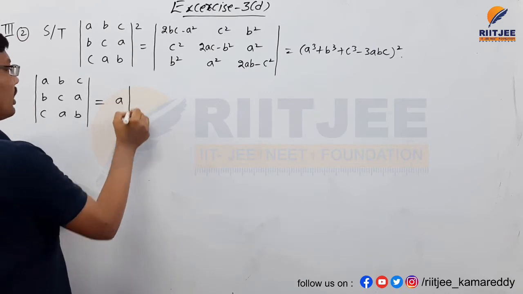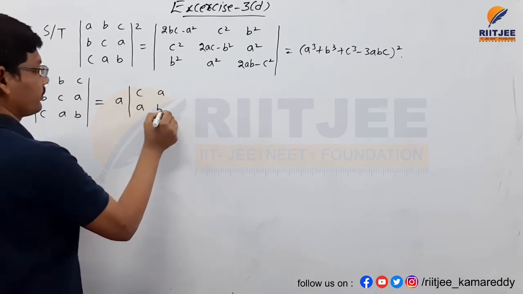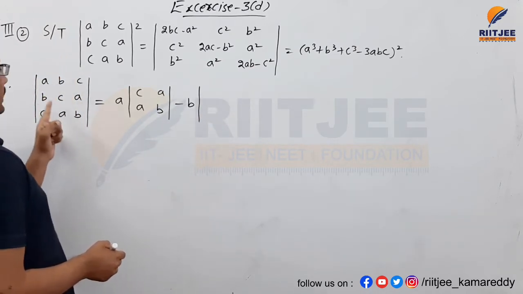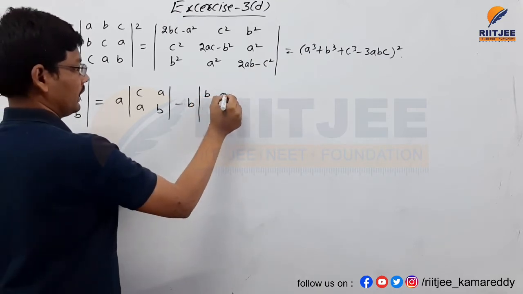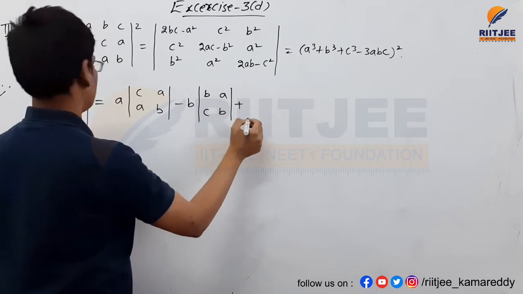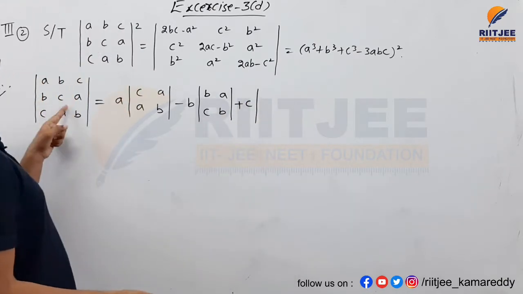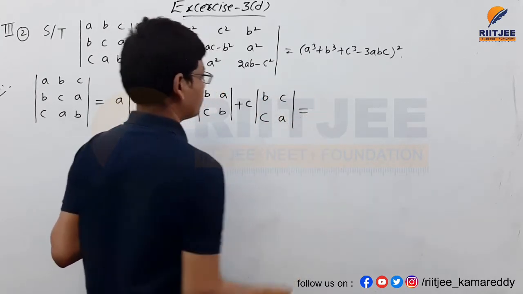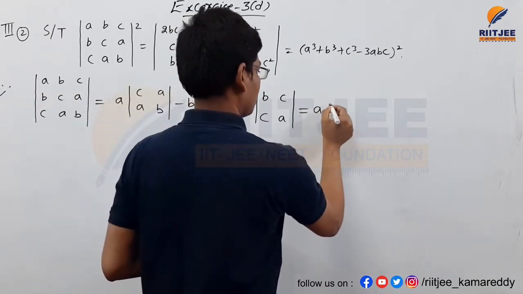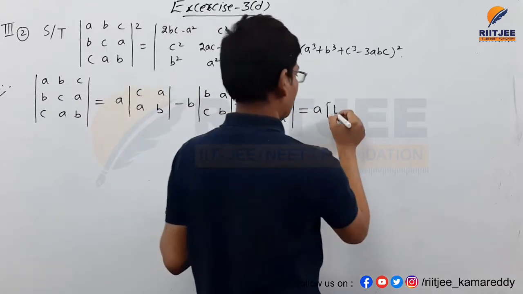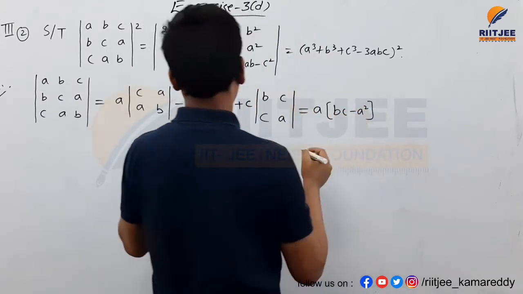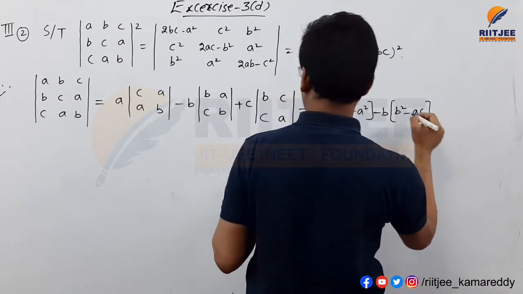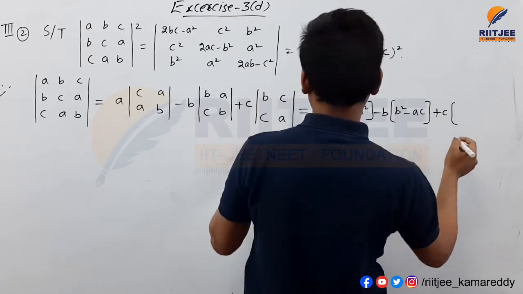So A into the modulus of C A, A B, and minus B into the modulus of, eliminating the row and column which has B here, B A, C B. Next plus C into B C, C A. This is equal to A into (BC minus A square), next minus B into (B square minus AC), plus C into (AB minus C square).